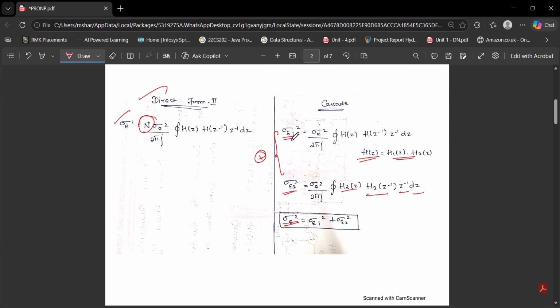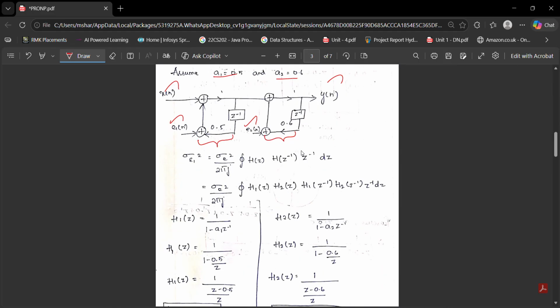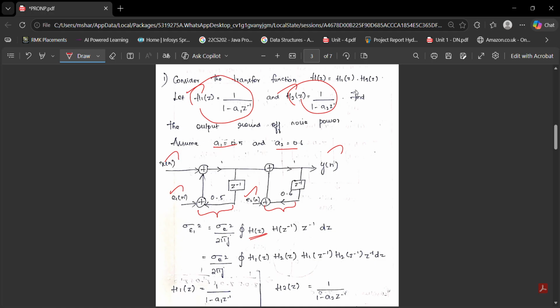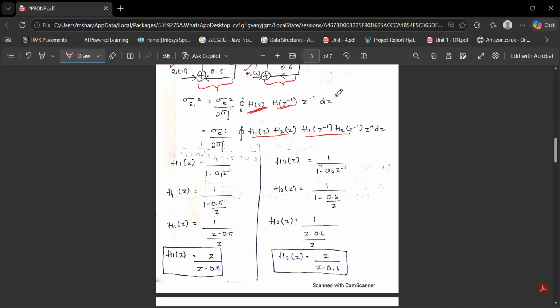First we will calculate sigma epsilon 1 square, for which the formula is sigma e square divided by 2 pi j closed contour integral of H of z inverse into dz. We know the H of z given in the question is H1 of z into H2 of z. So in place of H of z, I will put H1 of z into H2 of z, and in place of H of z inverse, I will put H1 of z inverse into H2 of z inverse.